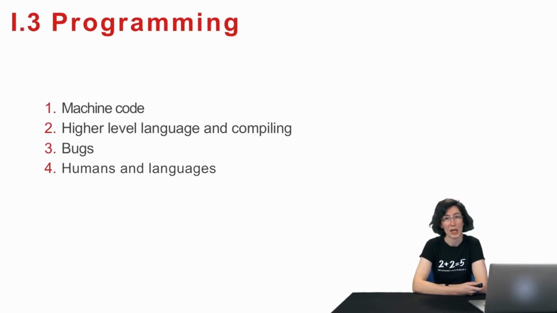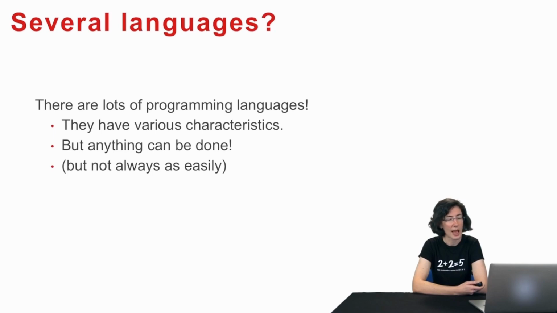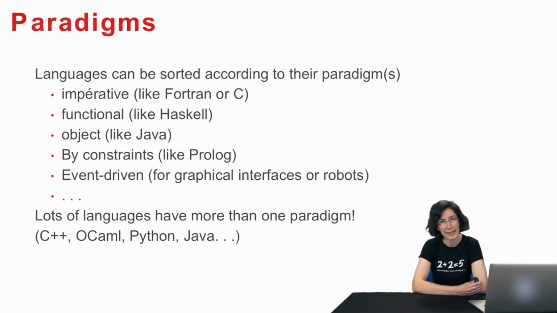I will go a bit further into programming languages, the types of programming languages, and, of course, the humans who program them. There are lots and lots of programming languages, with different characteristics. What you need to remember is that everything can be done with every programming language. It won't always be as easy, but you can use any kind of programming language to write any kind of algorithm.